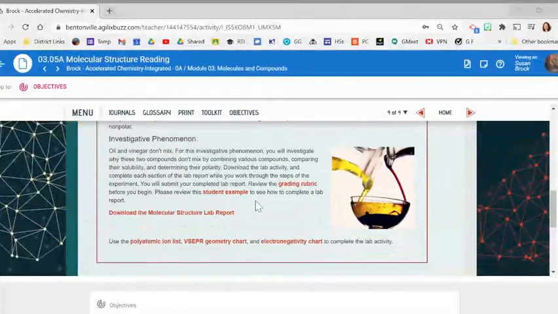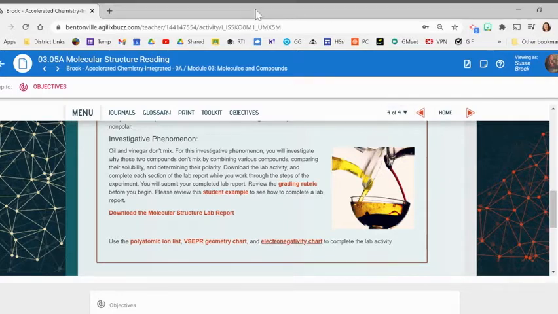So there are several things you need. The lab report is here. Download it into your Google Drive, then you can open it up and put your answers in there. You will also need this VSEPR chart. This shows you all the structures and the names of it. You will also need this electronegativity chart because in several places in the charts, you will need to find bonds and find the electronegativity differences between the two elements that are bonded in that bond.